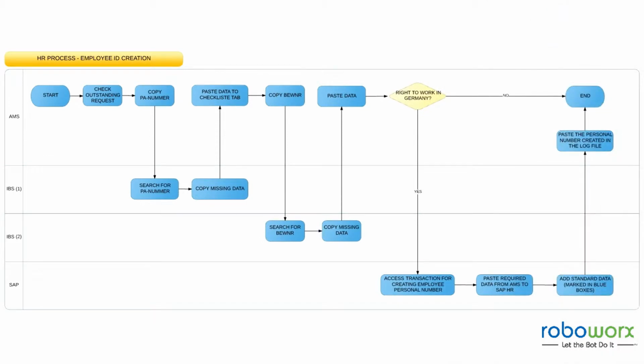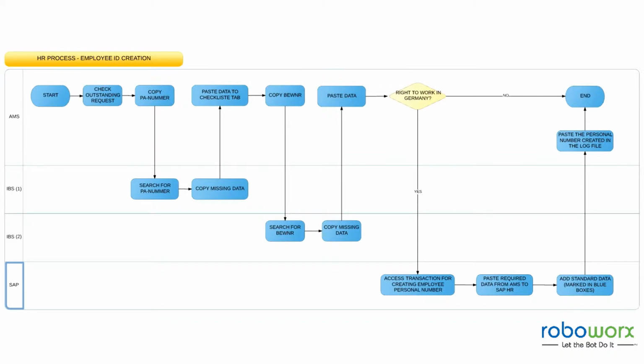Currently, the process uses three systems: IBS, the recruiting platform where the students can put their personal data and where the department that is looking for an intern can add the requirements. The second system is called AMS. This is the ticketing tool used at BMW. The last system is SAP, the HR application for payroll.